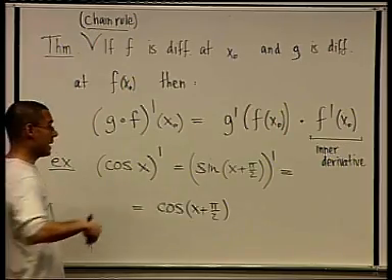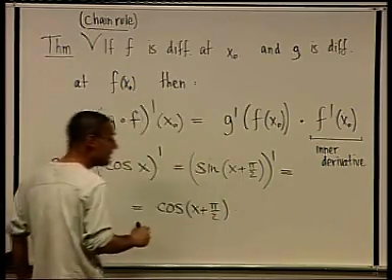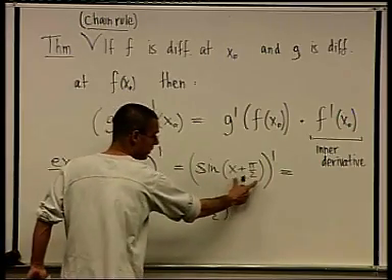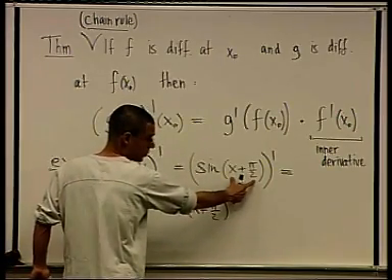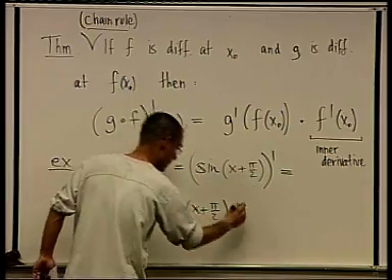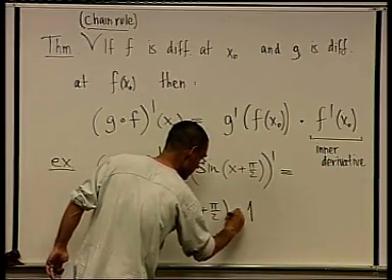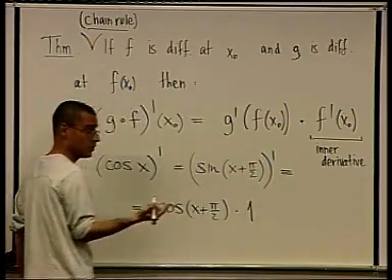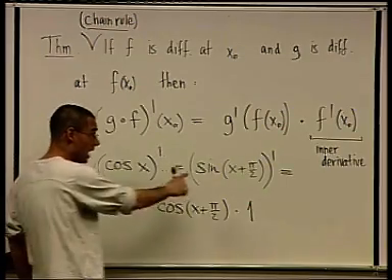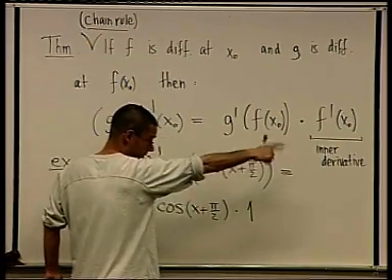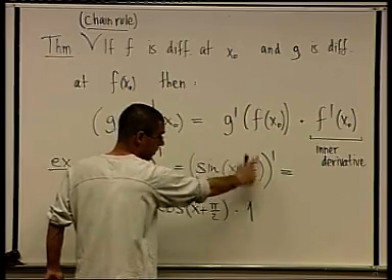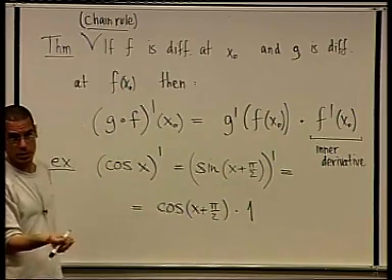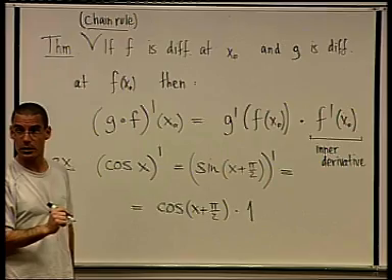Right? And multiply it by the inner derivative. The derivative of this thing. What's the derivative of this thing? 1. Because it's the derivative of x, which we calculated, 1, plus, because of addition of derivatives, the derivative of pi over 2, which is 0, because it's a constant. We calculated that as well.